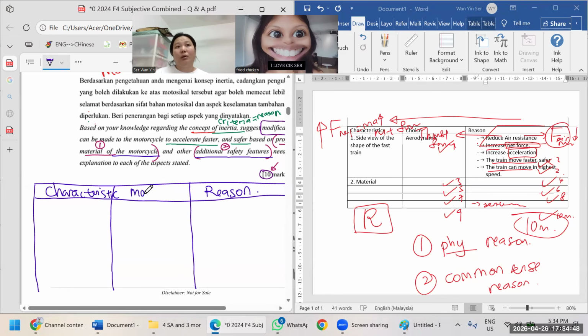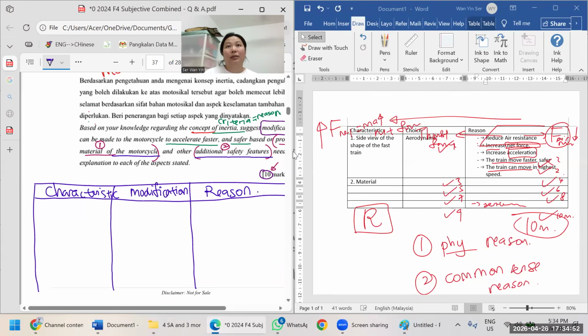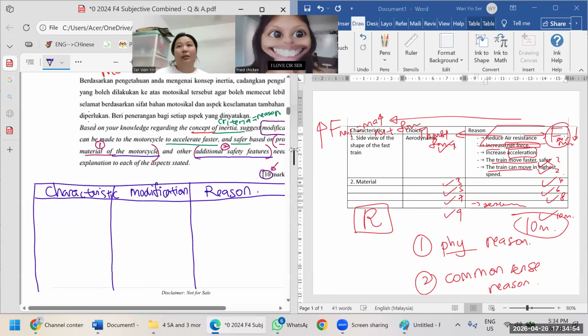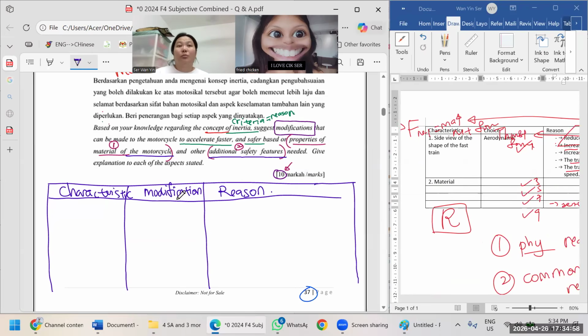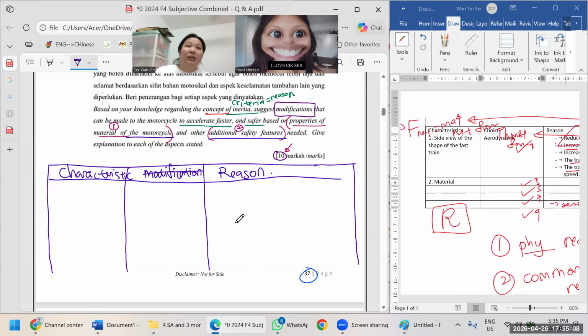If you forgot, the center is called modification. Just now it's choice, now it's modification, modify. If you mix it up, never mind, no problem. We don't care about this. Okay. So right now, number 1, we write material of the motorcycle.